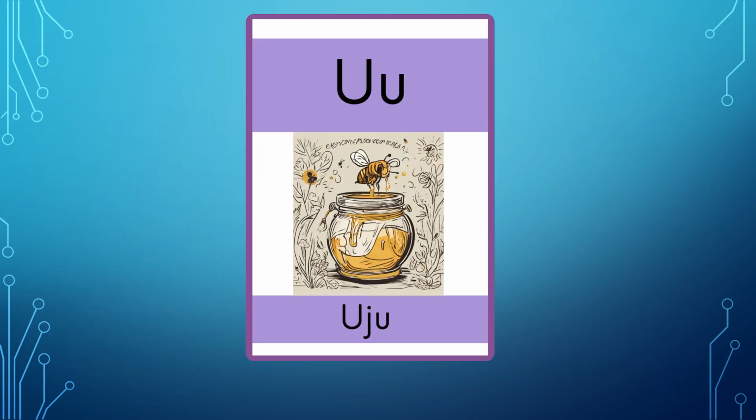The next vowel is U, which is U. An example of this would be uju, which means honey.